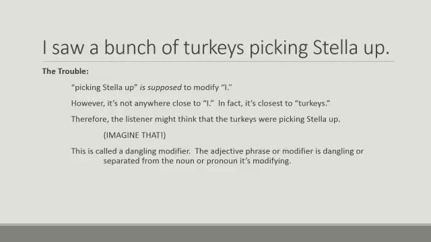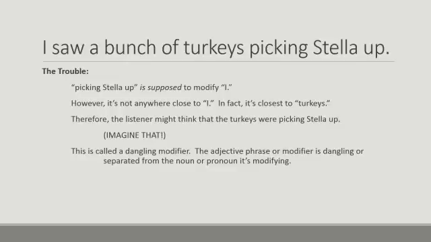Okay, so this is called a dangling modifier. Picking Stella up, this is a description, so it's modifying something. We're just not clear what we're modifying. Are we modifying I, or are we modifying the turkeys? So it's a modifier, and it's dangling because it's just sort of hanging out there in space at the very end of the sentence. And a lot of times you'll have dangling modifiers at the ends of sentences, and it might seem like they're modifying what comes right before them, but really they're modifying something much earlier in the sentence.